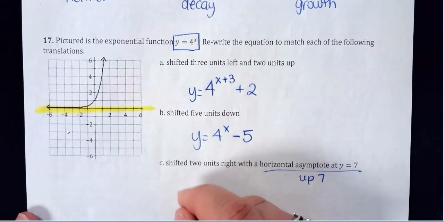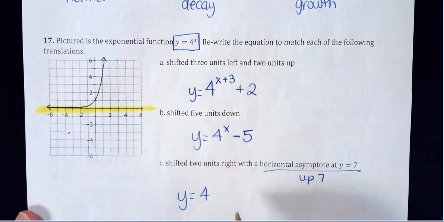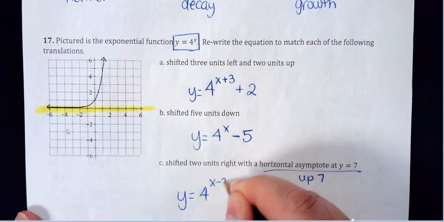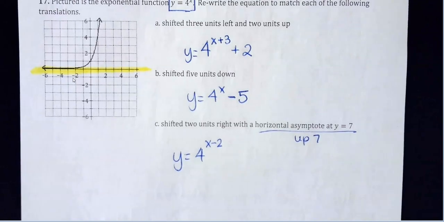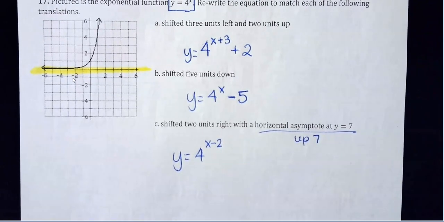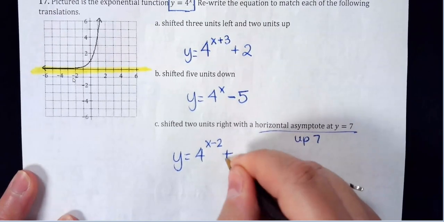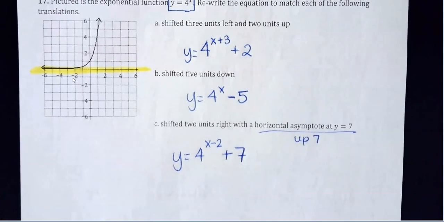So to write that, I've got to go 2 to the right, so it'd be x minus 2, opposite of what you think when you're moving left or right, and that goes with the x. And then because I've got this asymptote at y equals 7, we're going to go up 7, so I would have plus 7 to the side.